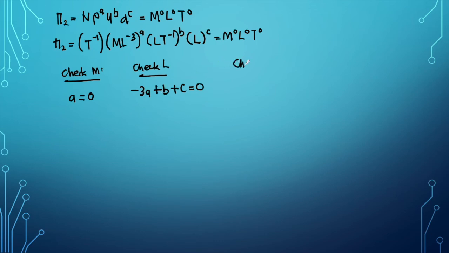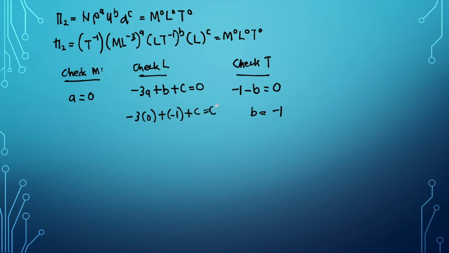So we go to check T. Okay. T is minus 1. Okay, here no T. So here is minus 1 times B. So it will be minus B. And then here there is no B. So equal to T to the power of 0. Equal to 0. So your B is equal to minus 1. So substitute the values of A and B into this equation. So negative 3 times 0 plus minus 1 plus C equal to 0. So your C value is 1.